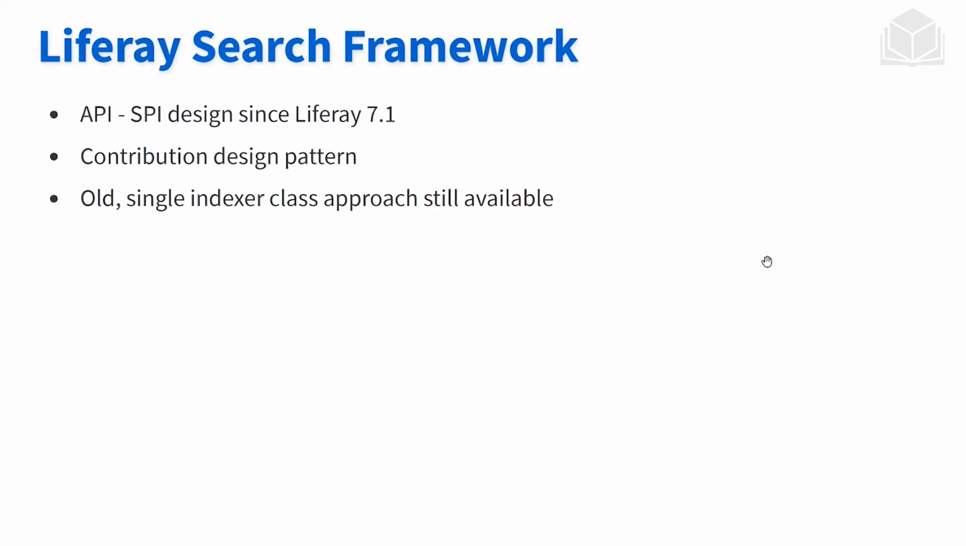So when we are leveraging Liferay's search framework, integrating our gradebook application, in this case, into the framework, we have both APIs and SPIs to leverage. An SPI is basically kind of a special API that's used when we're doing some sort of customization. In this case, we are. So we're going to be taking a look at those SPIs once we go through our exercise. We're going to be using the contribution design pattern. And if you want to do things the old way with a single indexer, that's still available as well. Again, this is more quote unquote legacy if you want to take that approach.